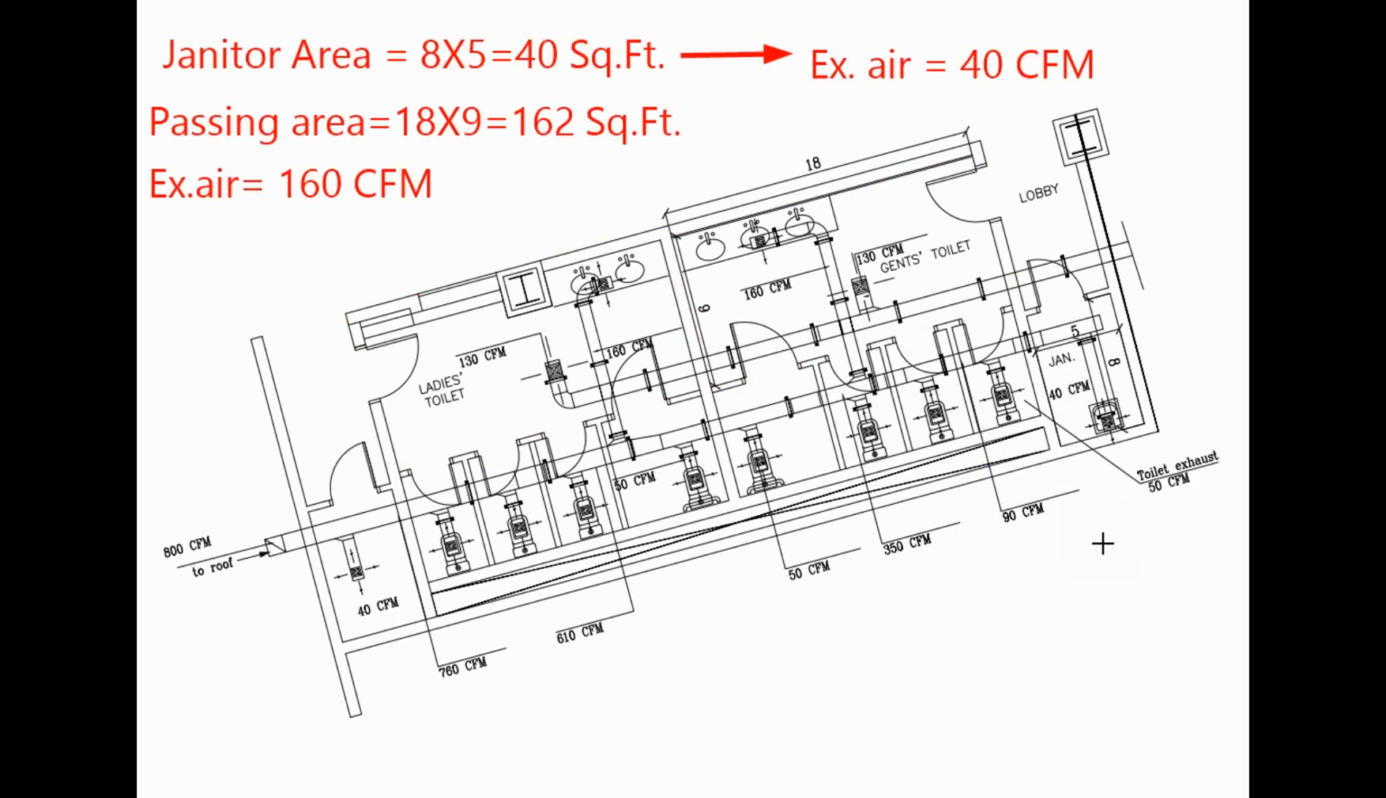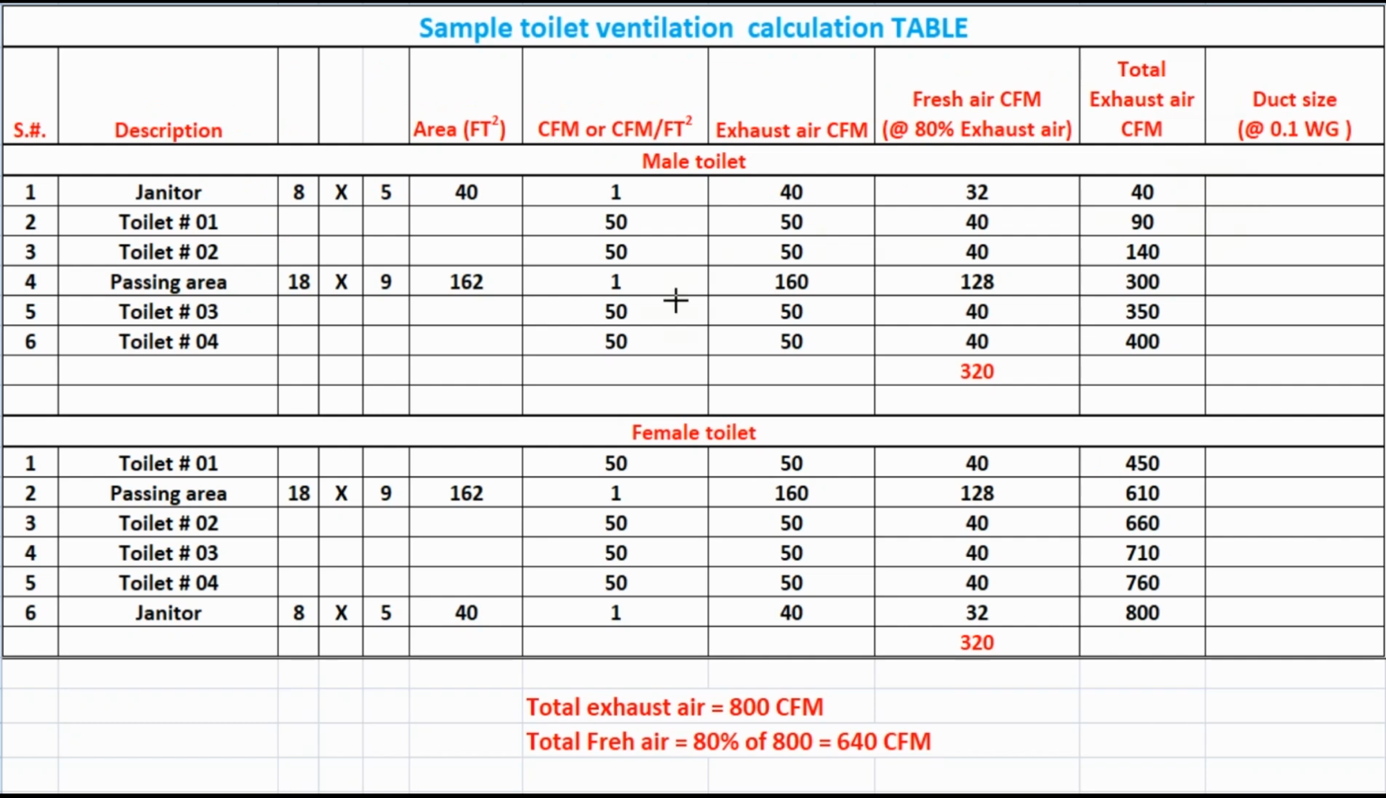Now based on the ASHRAE table, we will assign the exhaust air CFM to each area. For janitor, area equal to 40 square feet, so exhaust air required is 40 CFM. Then for one toilet, exhaust air is 50 CFM. And for passing area, we calculate the area here, which is 162 square feet. So exhaust air required here, we can take in round figure, equal to 160 CFM. Now we'll make an Excel table for these values.